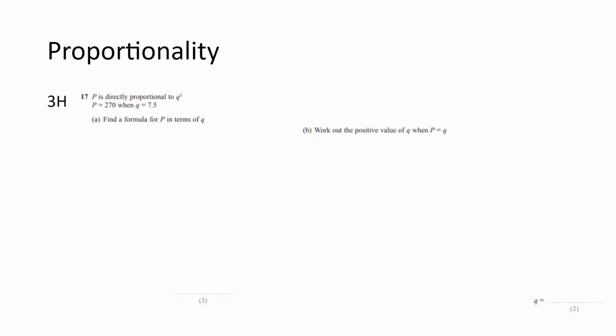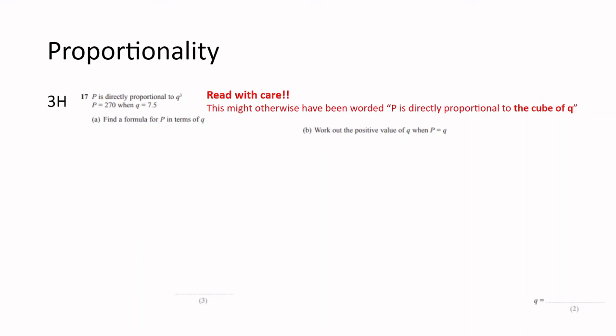Our next question, question 17, was a proportionality question. It was worded quite nicely for us. P is directly proportional to Q cubed. But watch out because very often they word it like this. P is directly proportional to the cube of Q. And a lot of people don't read the words.